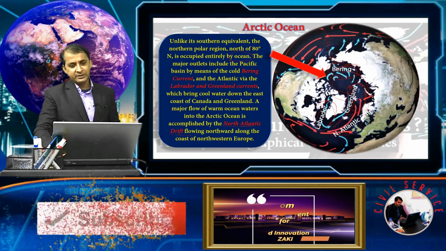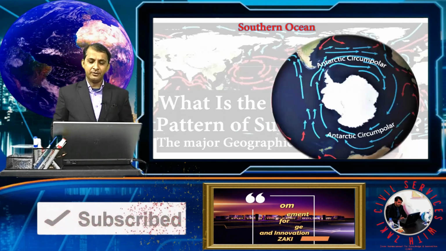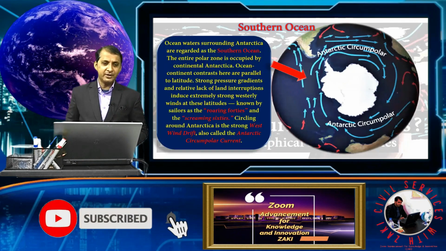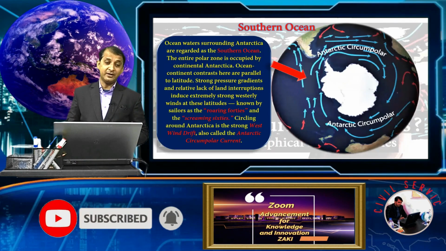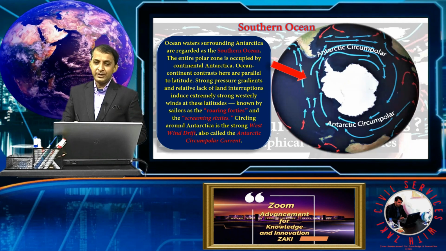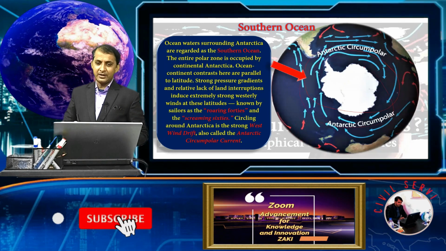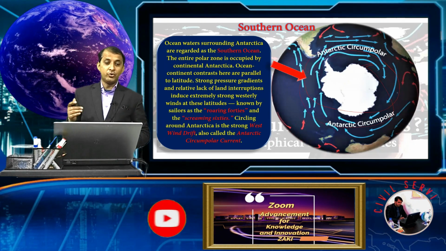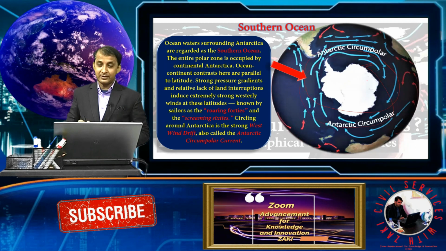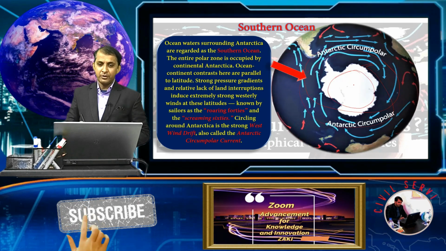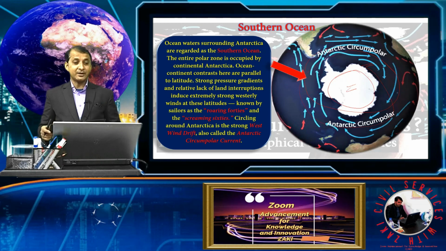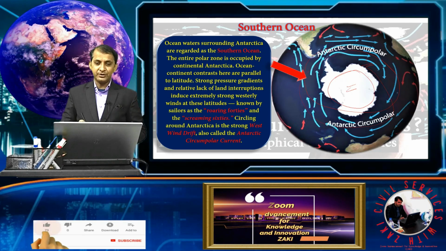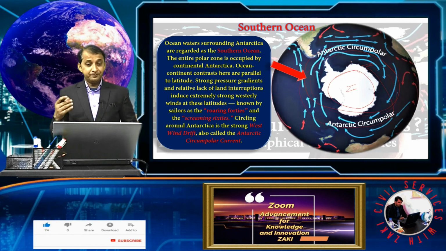Now we move forward and see the Southern Ocean. The Southern Ocean is dominated by the continent, and the ocean water surrounding Antarctica is regarded as the Southern Ocean. The entire polar zone is occupied by the continent called Antarctica. The ocean-continent contrasts here are parallel to the latitude.